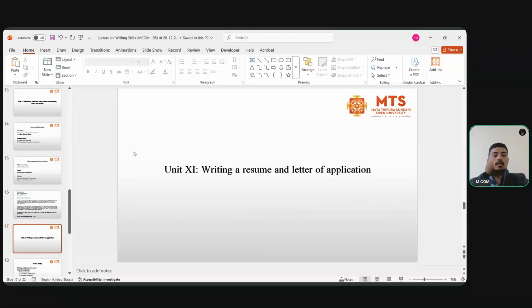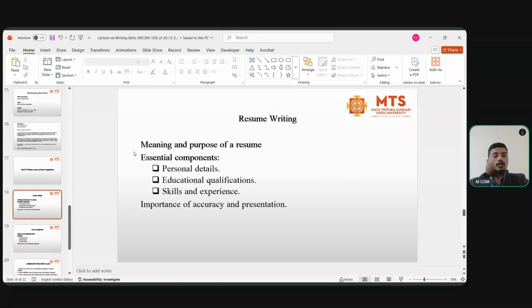Next unit is about writing a resume and letter of application. So first we shall begin with resume. What is this resume? A resume is a formal document that will give a summary of a person's education, skills, experience, and achievements. It is used when applying for a job.